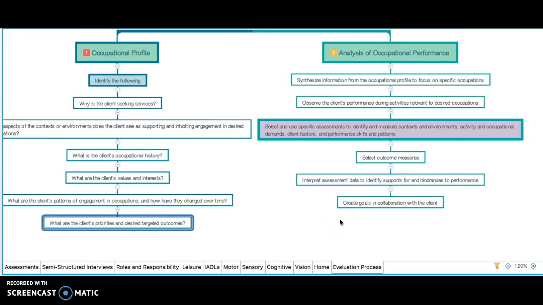Our reasoning for putting these questions on our concept map is so that we can remind ourselves to keep the evaluation process client-centered and occupation-focused. The next step is to do an analysis of occupational performance.